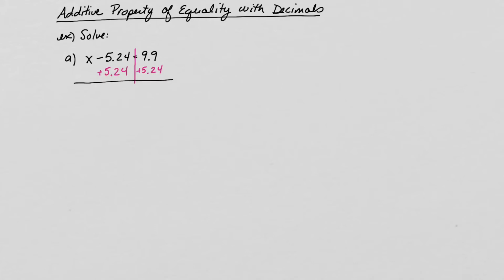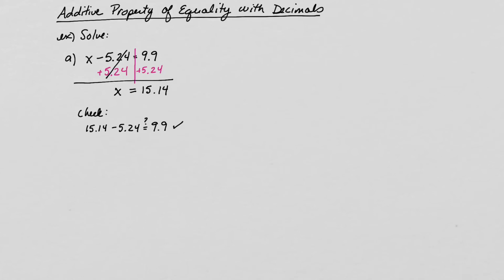And so if we add these things together, on the left-hand side here, these would cancel out, and we would just be left with x. On the right-hand side, we have to add 9.9 plus 5.24, and I'm just going to do that on my calculator. So when I do that, I get 15.14, and that's my final answer. And just like before, you can check your answer. So 15.14 minus 5.24, does that actually equal 9.9? And yeah, it actually does. So if you take 15.14 and you subtract 5.24, you do get 9.9.